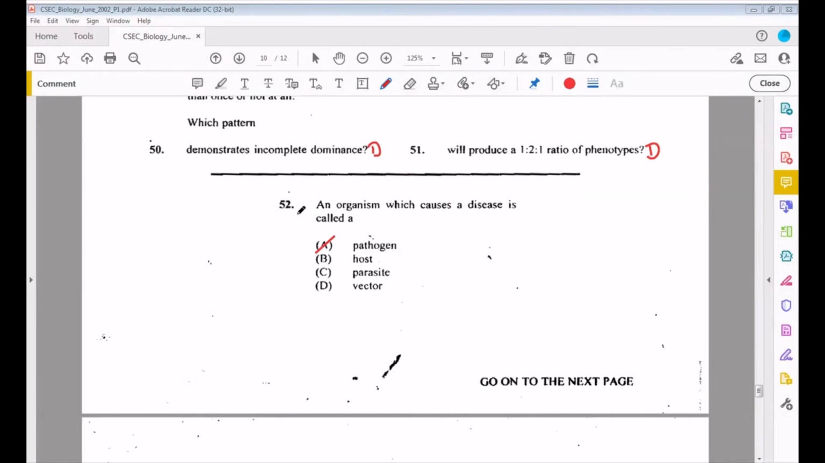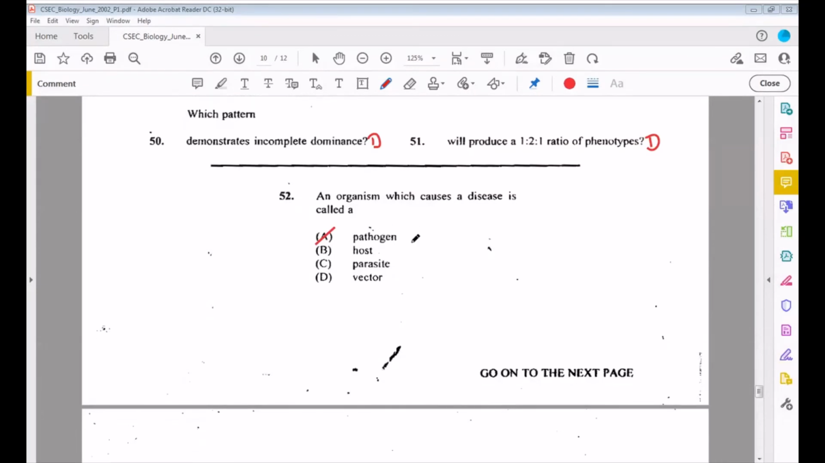And 52, an organism which causes a disease is called a pathogen.